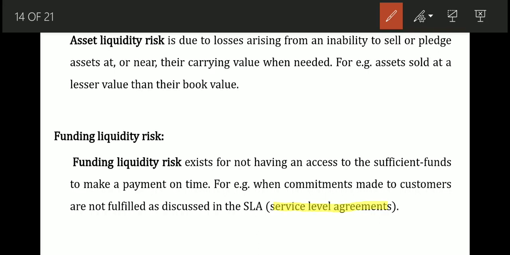So to the investors, we are not able to pay the dividends to the shareholders on time, as we discussed in the service level agreement. So that is funding liquidity risk.